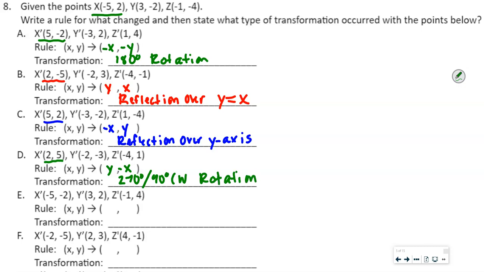Okay. Now we're looking at -5, -2. Let me change my color. I'm trying to switch this off so you guys can see what I'm doing. So this time the y changed, right? So this is going to be x, comma, -y. That means this is a reflection over the x-axis, right?